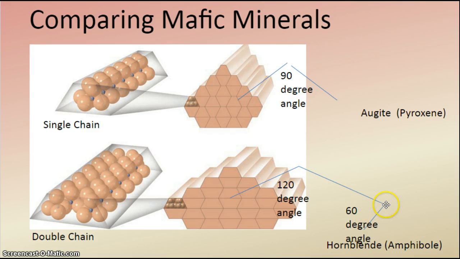So I think you need to make sure you're paying attention to, well, if the angle is 90 degrees, it must be pyroxene or augite. If it's not at 90 degrees, it's hornblende or amphibole.